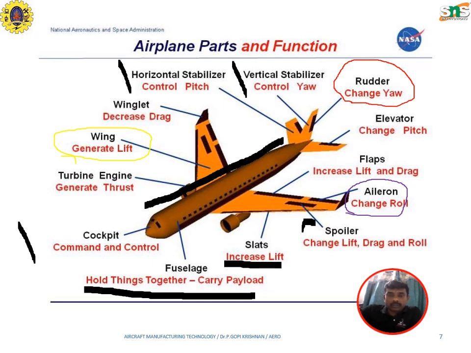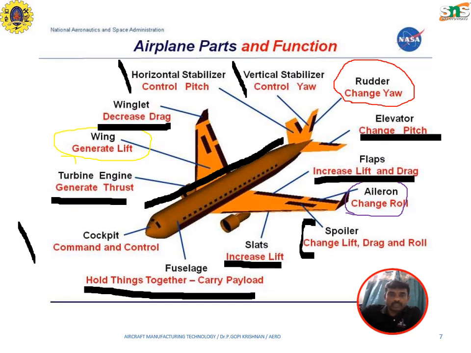And there is a component called the spoiler, which you can see in automobiles also, that is used for changing the lift, drag, and the roll to a certain extent. And there is a component to change the pitch condition, which is called the elevator. And for increasing the lift and the drag, we are using the flaps here. And winglets are attached at the end of the wings to decrease the drag. And the turbine engine is attached here, below the wings, to generate the thrust. So these are the different components and the functions of those components.